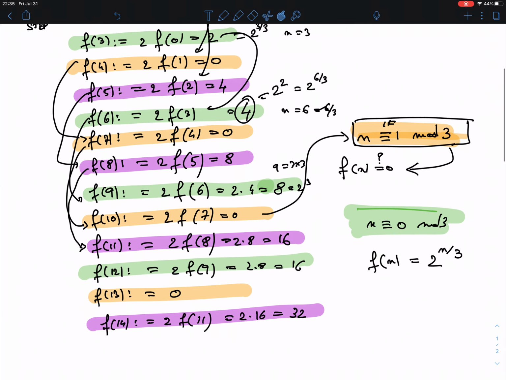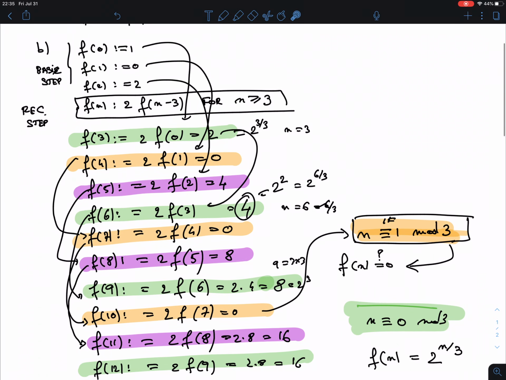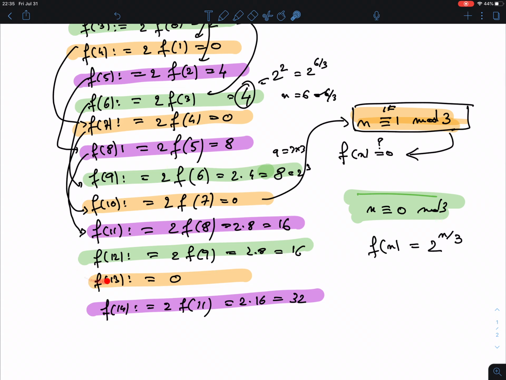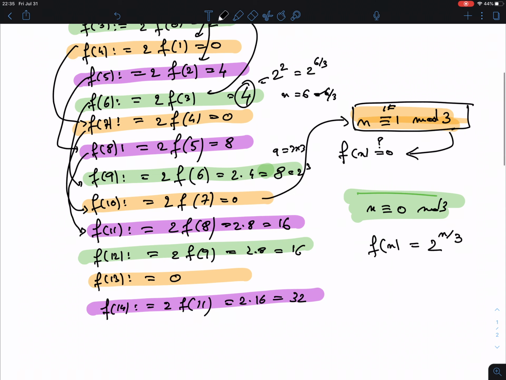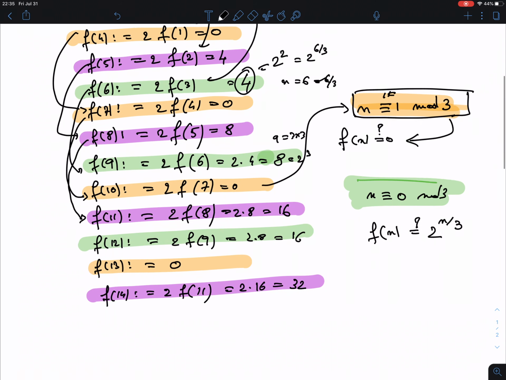For instance, here, F12. So what it says, divide 12 by 3, get 4. That should be the exponent of that 2 to the exponent. 2 to the 4, that's exactly 16. So here's my conjecture for this case.